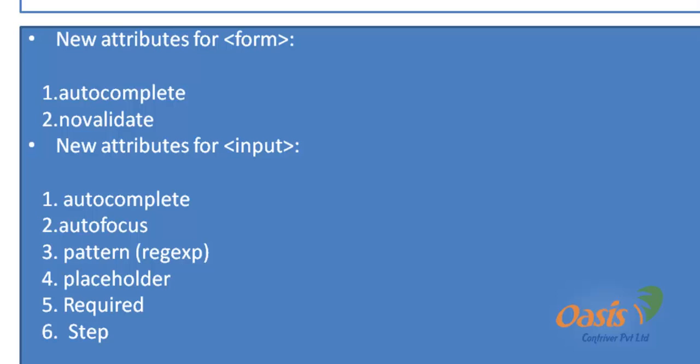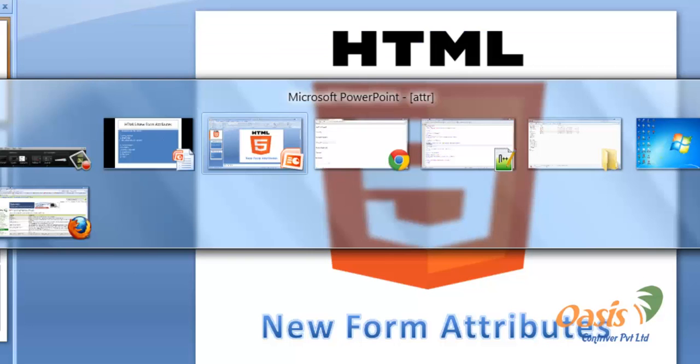There are also new attributes for input tag. They are autofocus. Then comes the pattern. Pattern stands for regular expression. We must provide a regular expression against which our input is validated. Then comes placeholder and step. Now let us see the practical example of all of these tags.